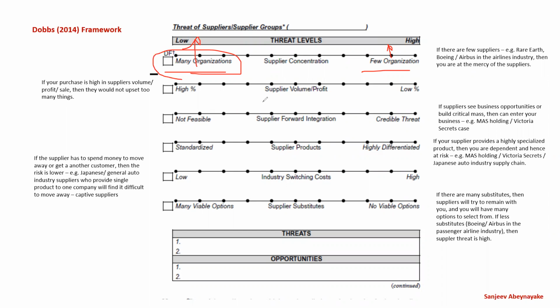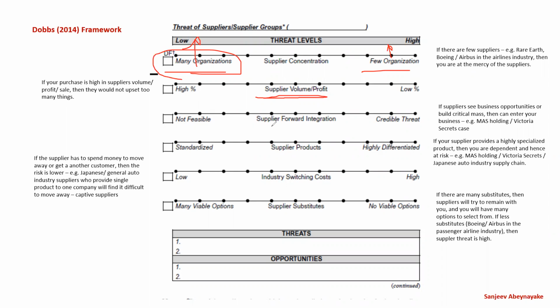All right. Then the other one is supplier volume and profit. If you are a major source of your supplier's profitability and volume, rest assured, the supplier is going to be very careful dealing with you. So let's say you are Woolworths and you are buying 90% of a supplier's tomato produce, then the supplier's profit and volume is totally dependent on you. So therefore, you will have an enormous amount of power. In your industry, you will have power if the supplier is dependent on you. That's the idea behind it.